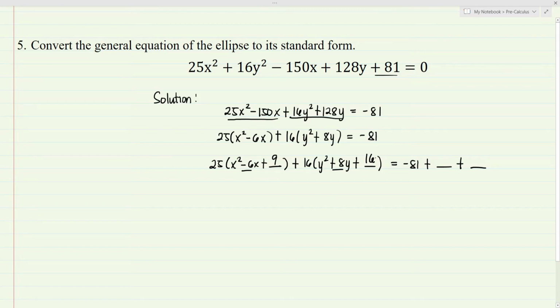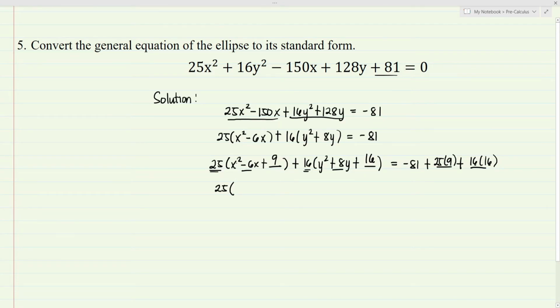So the constants that we will add on the right side would be the 25 here times the constant term. So I will have here 25 times 9, followed by 16 times the constant term. So I'll have here 16 times 16. Next step is to convert this perfect square binomial into its factored form.